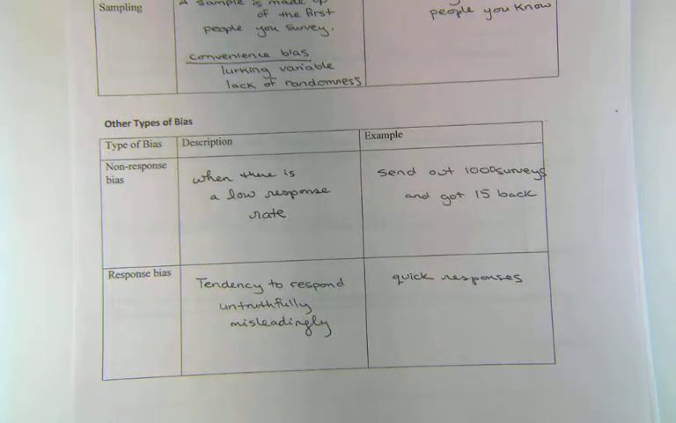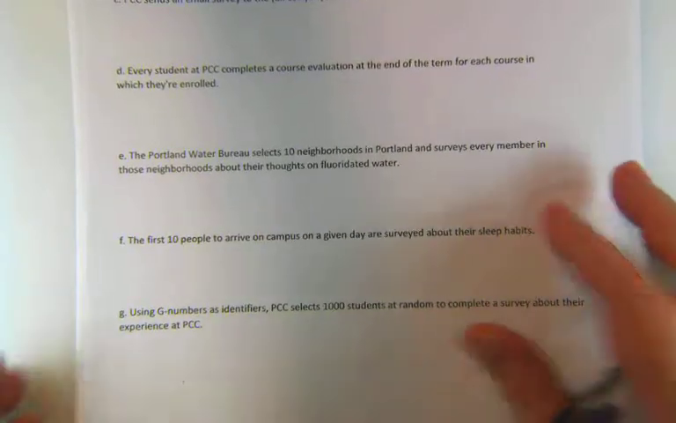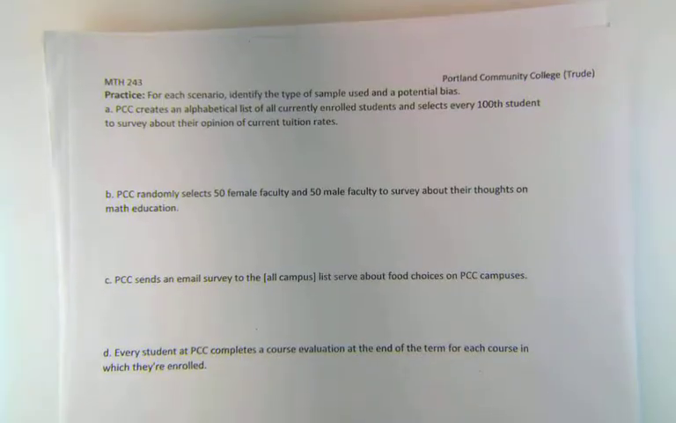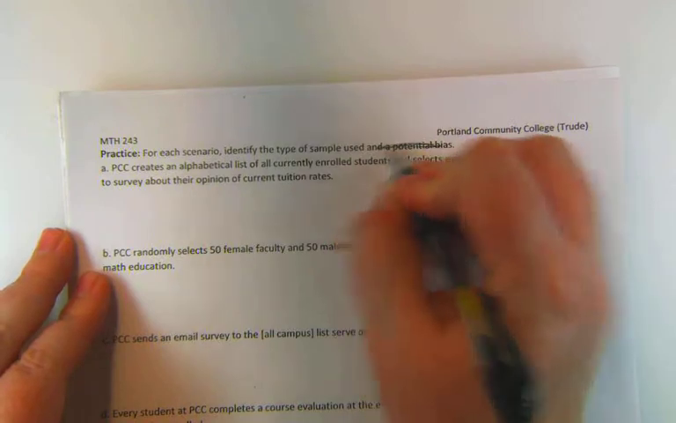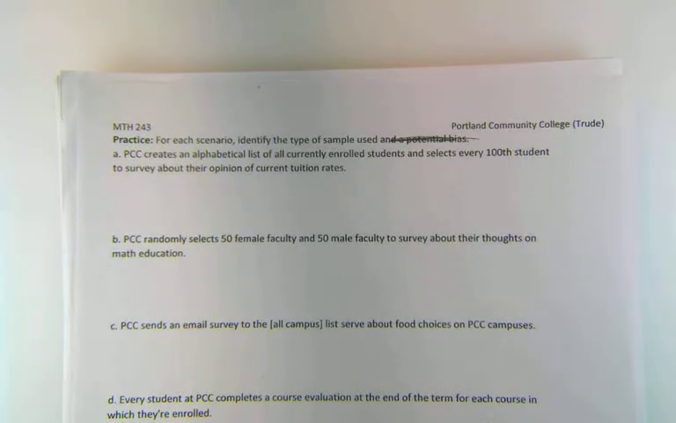So yeah, something like that. So we want to be careful of non-response and response bias. Response bias can be pretty tricky to detect. Often you kind of want to look at the structure of your survey. Is the wording okay? Is it not leading them a certain way to answer? That's how we can avoid that.